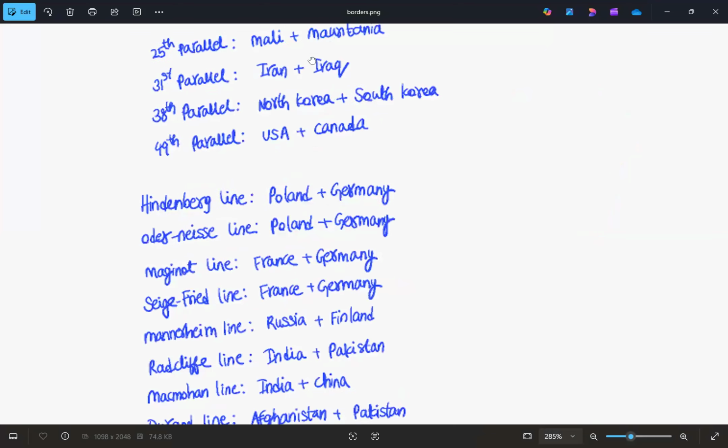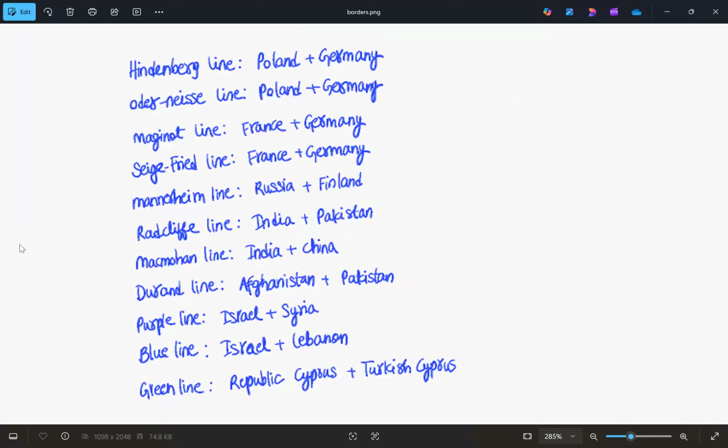In the next set, the first one is the Hindenburg line. This Hindenburg line is between Germany and Poland. And the next one is also the Oder-Neisse line, which is also between Poland and Germany. So between Poland and Germany, we have two lines. First one is Hindenburg, and the next one is the Oder-Neisse line. The next one, between France and Germany.